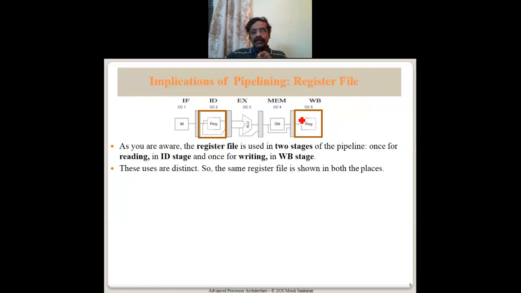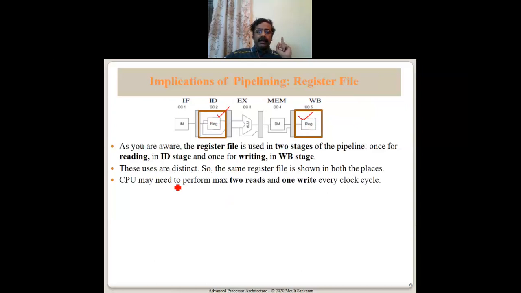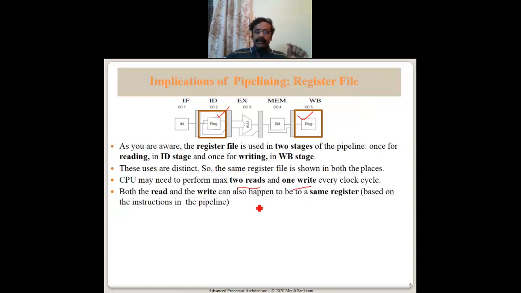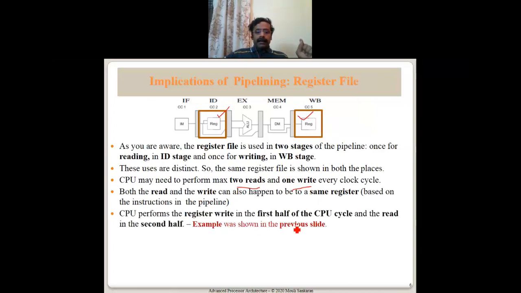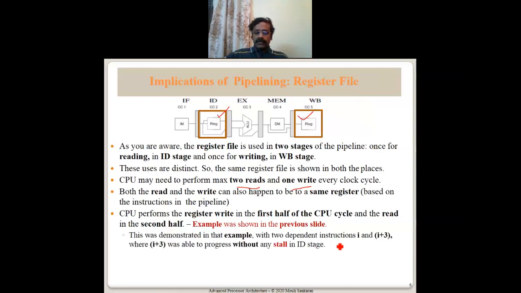One is reading during the second half of the cycle, and writing, write back, during the first half of the cycle. First half is writing and second half is reading. So the CPU may need to perform a maximum of two reads and one write. Both read and write can also happen to the same register, which I told you. The CPU performs a register write during the first half and two reads during the second half. So this has been explained already.